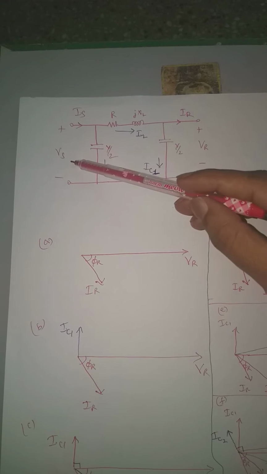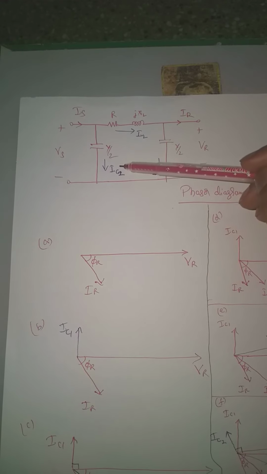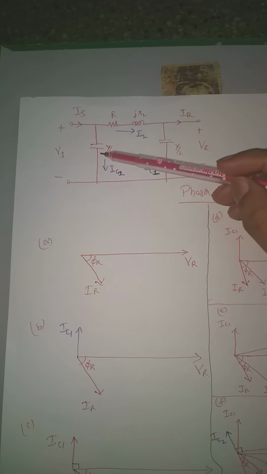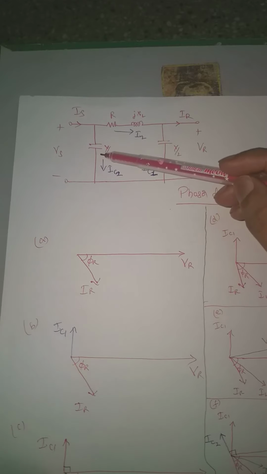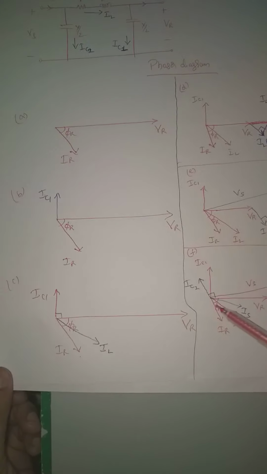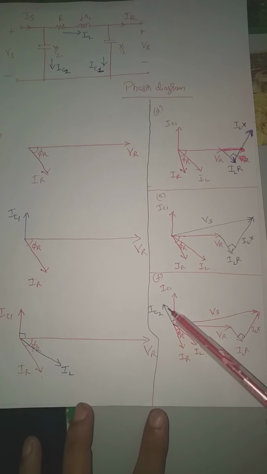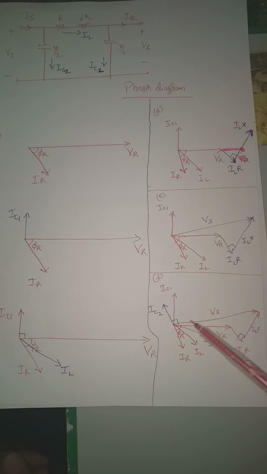Once you have represented Vs, IC2 can be represented because current always leads the voltage by 90 degrees ideally in the case of a capacitor. So in the last figure here you can see I have represented IC2 leading this particular Vs. This is Vs. IC2 is leading Vs by 90 degrees. So I finished with IC2.